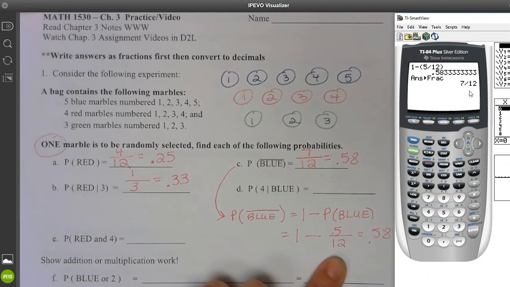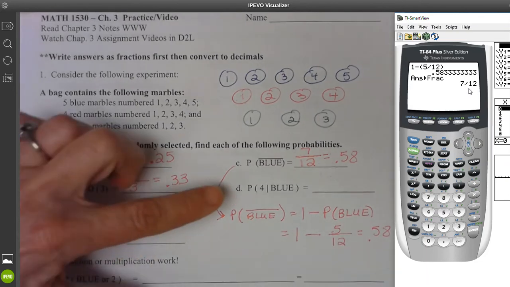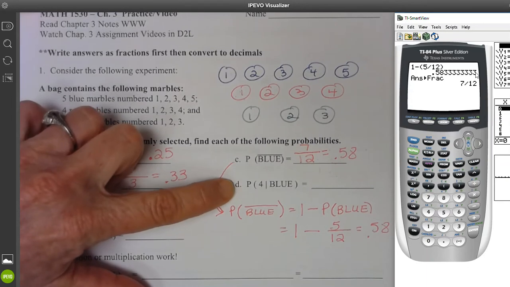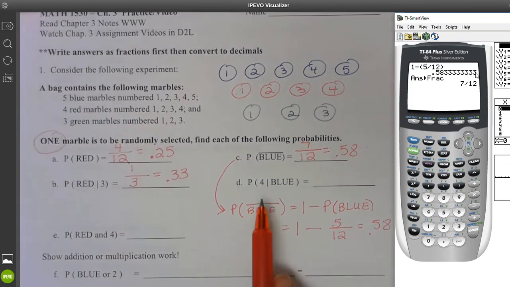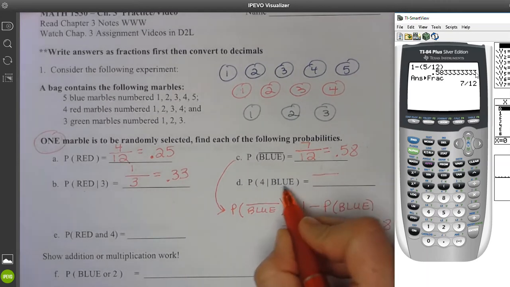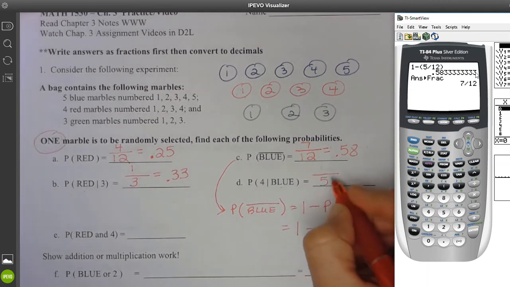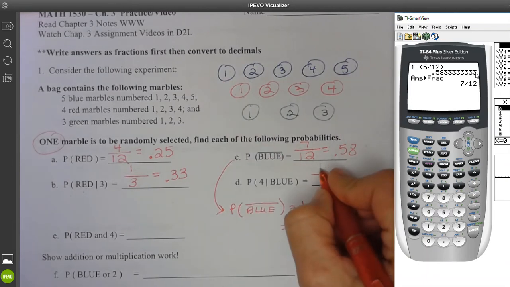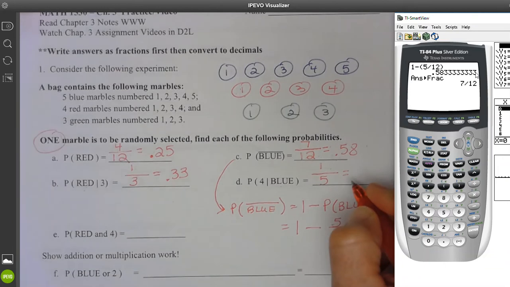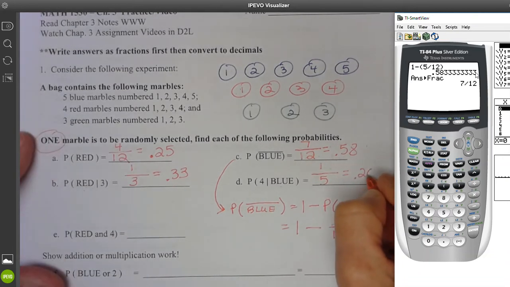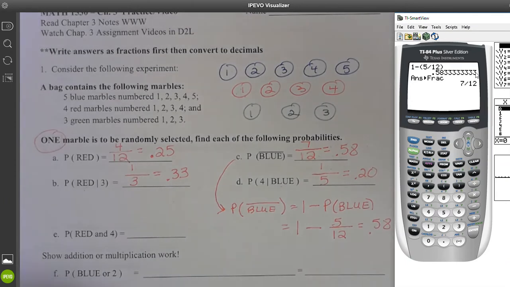Okay, going back to problem D, we're asked to find the probability of getting a marble with a 4 on it given that it's blue. So here we're only looking at the blue marbles. There's 5 marbles that are blue, and of those 5, just 1 has the number 4 printed on it. So 1 divided by 5 is 0.20, rounding to 2 decimal places.